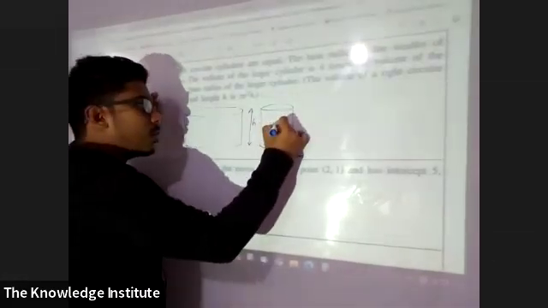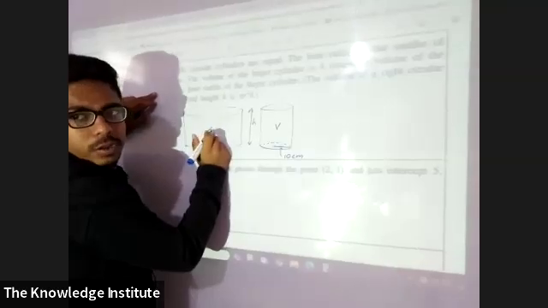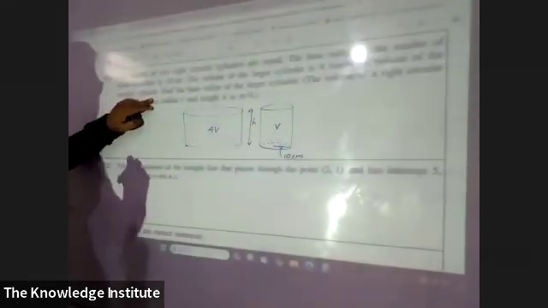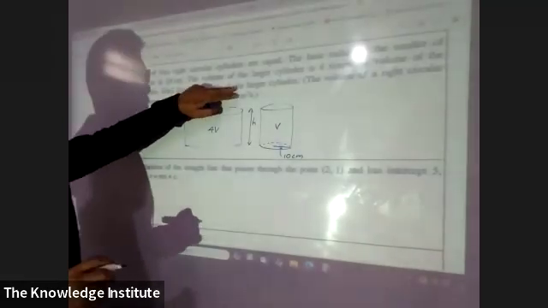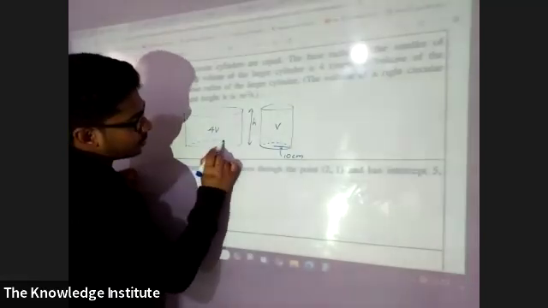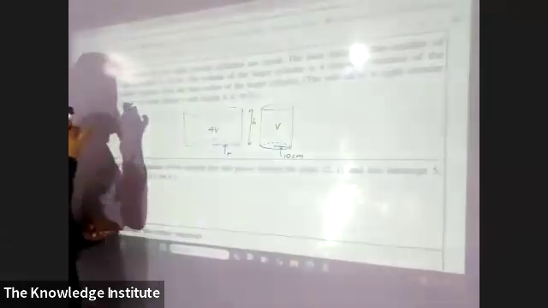So if I say the volume of this is V, the volume of this will be 4V, because the volume is 4 times the smaller cylinder. Find the base radius of the larger cylinder. If you want to find the base radius of this larger cylinder, just take it as R. So you want to find R.